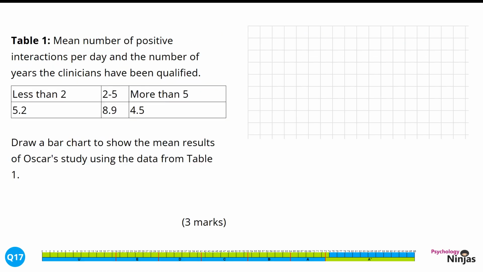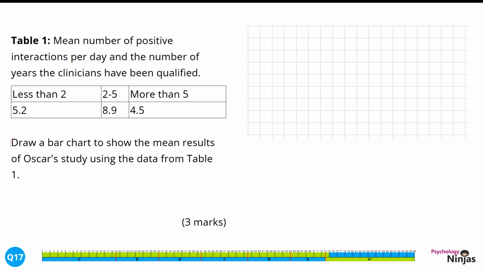Table 1. Mean number of positive interactions per day and the number of years the clinicians have been qualified. Less than 2, 5.2, 2 to 5, 8.9, more than 5, 4.5. Draw a bar chart to show the mean results of Oscar's study using the data from Table 1, 3 marks.